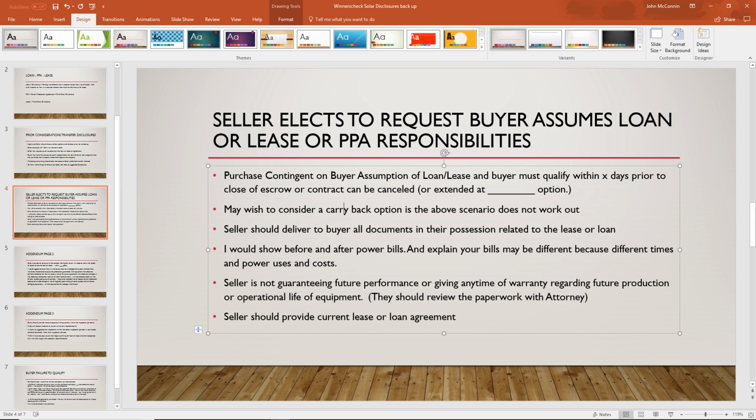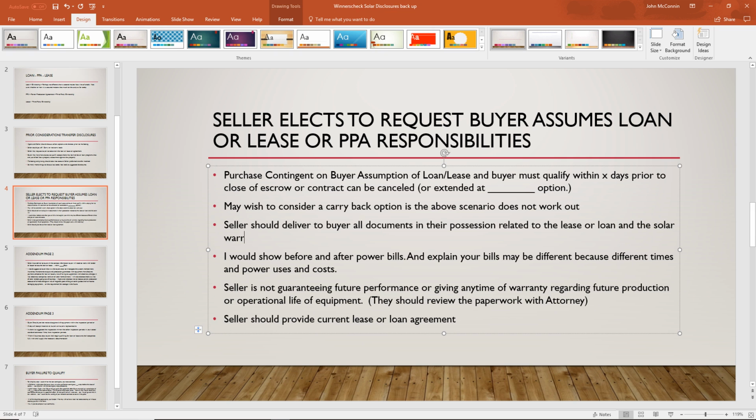Now, the next thing should be easy if you've been following our recommendations, because as an agent, you've already had the seller gather all these documents, and you've got the seller's permission to disclose them. And the seller should deliver to the buyer all the documents in their possession related to the lease or loan, and let me type that in, and the solar equipment. I mean, there may be warranties or guarantees that transfer to the buyer, that could benefit the buyer, and by having those things, it may benefit the eventual net of the seller.